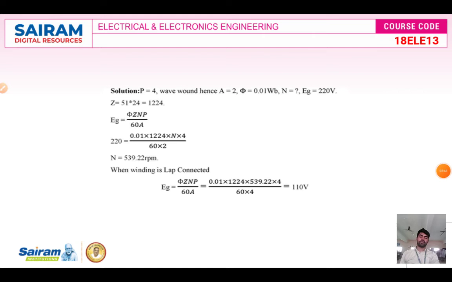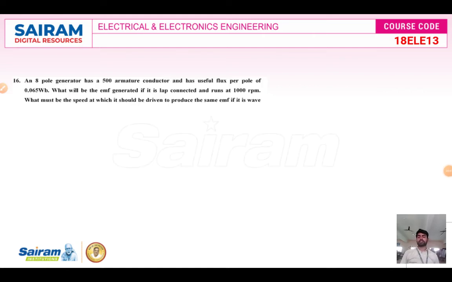Next we have another problem. An 8-pole generator has 500 armature conductors and has useful flux per pole of 0.065 Weber. What will be the EMF generated if it is lap connected and runs at 1000 RPM? What must be the speed at which it should be driven to produce the same EMF if it is wave connected? See, same problem, only the data is different, I guess, right?